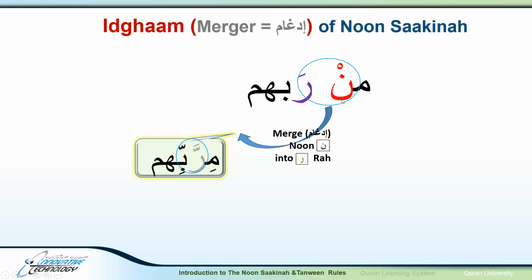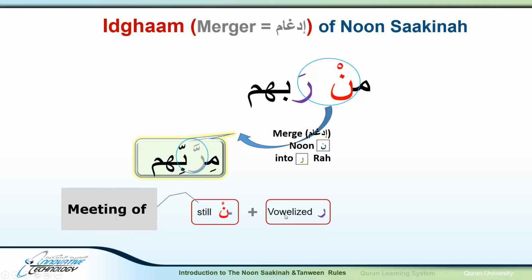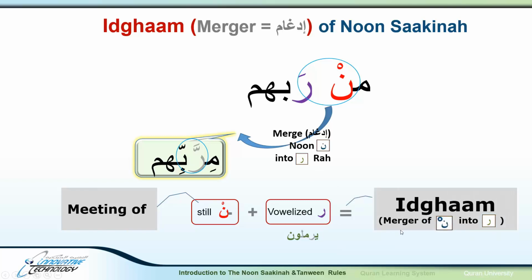So instead of saying min rabbihim, we'll say mir rabbihim. No noon would be pronounced, only a ra, and the ra will be like a duplicate ra. It has shadda. Mir rabbihim instead of min rabbihim. So, the meeting of a still noon with a vowelized ra, or any of those letters, would result in idgham, merger of the noon into the following letter, which is a ra in this case.